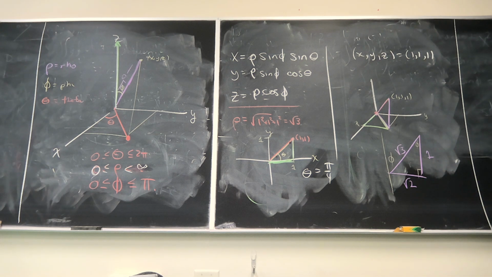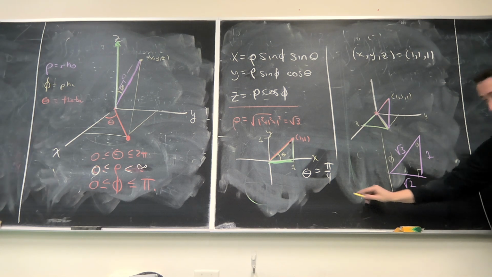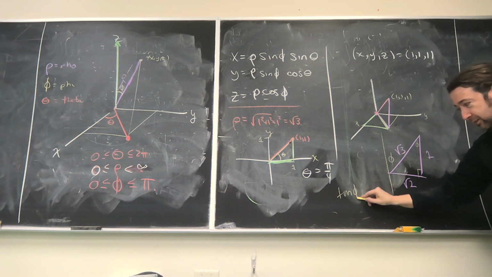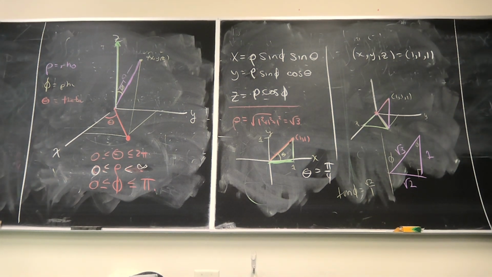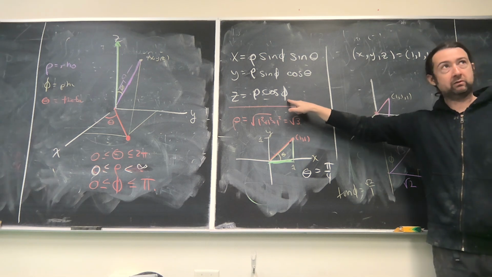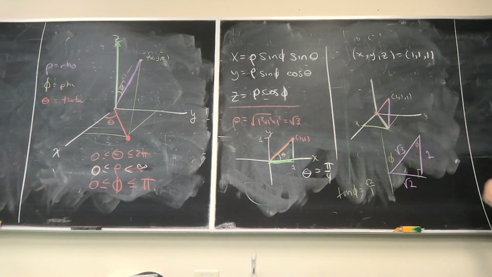So what should phi be? You can use trig. Tan phi is equal to root 2 over 1. And that's the best you can do. Phi is equal to the arctangent of the square root of 2. That would come straight out of this relation too, if you like. It looks like a cosine instead of a sine.